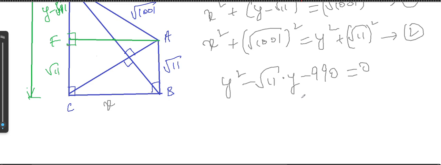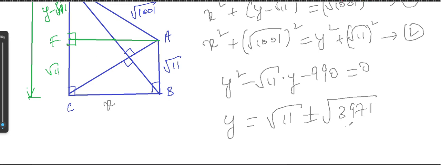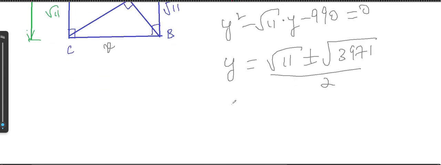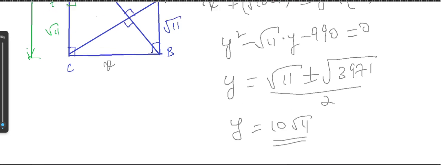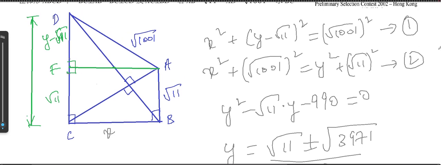Now can we solve this quadratic equation? Yes, it's possible by applying the formula for finding the roots of the quadratic equation. The value of Y is going to be equal to square root of 11 plus or minus the square root of b square minus 4ac, that is nothing but 3971, divided by 2. Here the value of Y is going to be equal to 10 root 11.